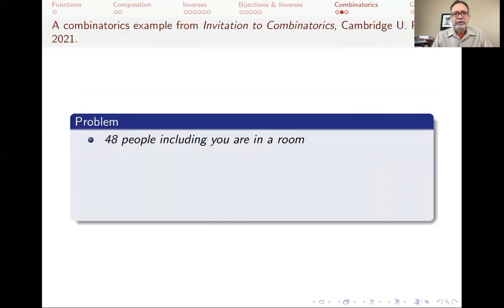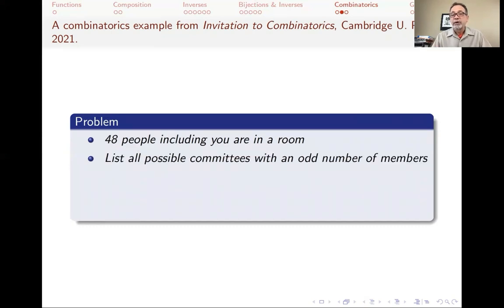This example appears lots of places, including in my book, Invitation to Combinatorics. Let's say that 48 people are sitting in a room, and one of them is you. You have someone in front of the room list all the possible committees that you can have with an odd number of members. So committees of size 1, not much of a committee, but a committee nevertheless. Maybe actually you get more done if you're just a committee of 1. Then committee of size 3, 5, 7, and so on, all the way till committees of size 47. The list will have every one of those committees, lots of possibilities for committees.